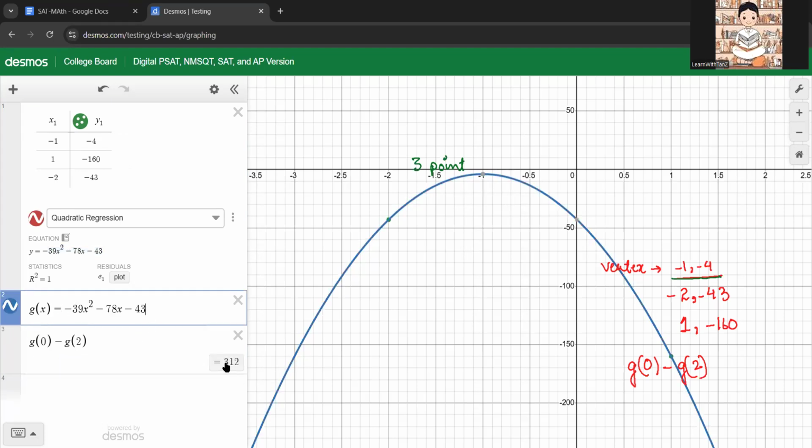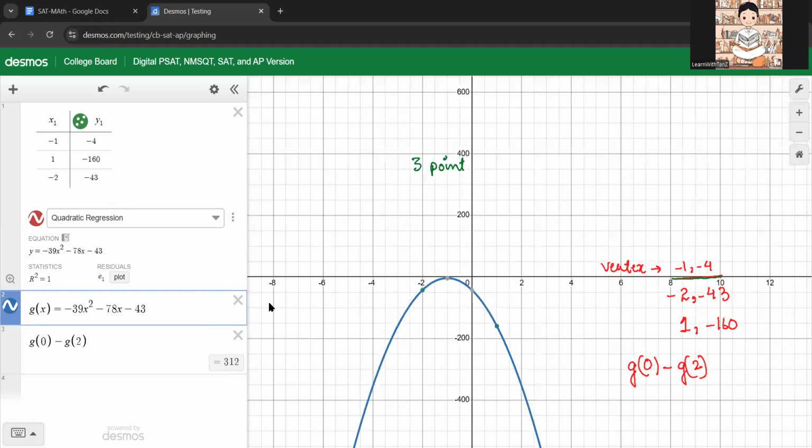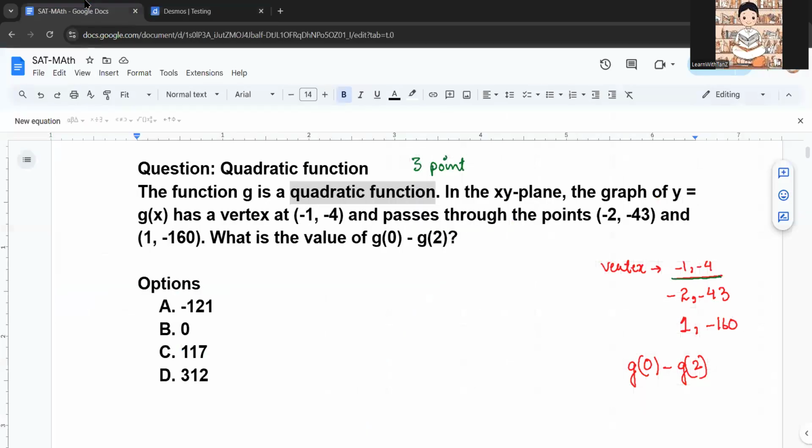Now see, it automatically gave me the value, and therefore that is my answer. That is what I wanted to find. So my answer is 312, and that is option D. And that's my correct answer.